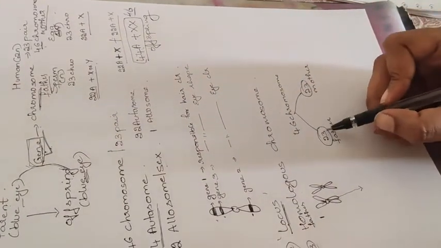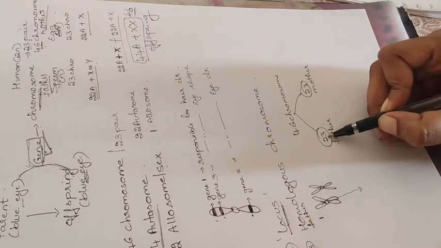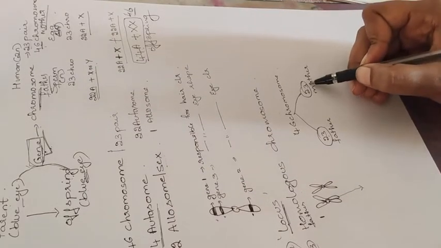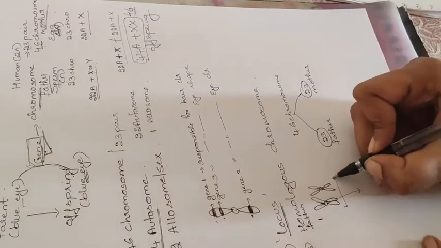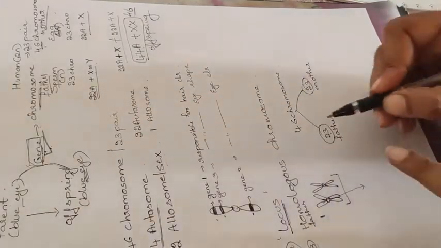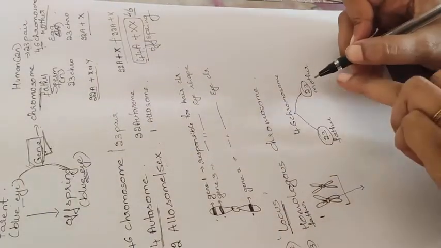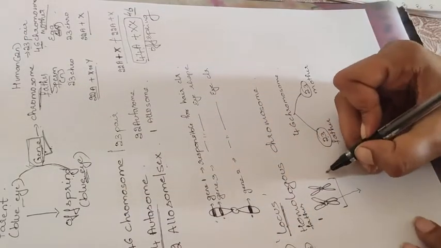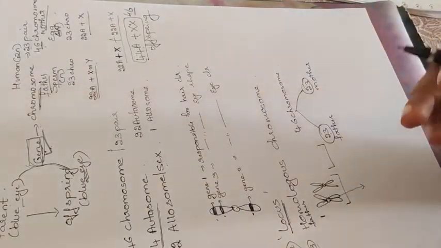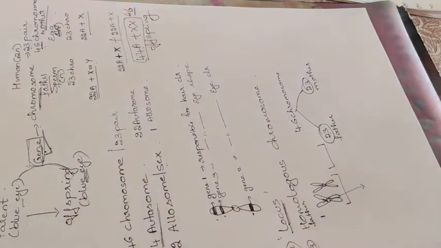Now what happens when the first chromosome of the father comes? It will pair with the first chromosome of the mother. It forms a pairing like this. Then one more chromosome from father will pair with one more chromosome of the mother. It will pair and form the second pair. Like this, totally 23 pairs are formed.